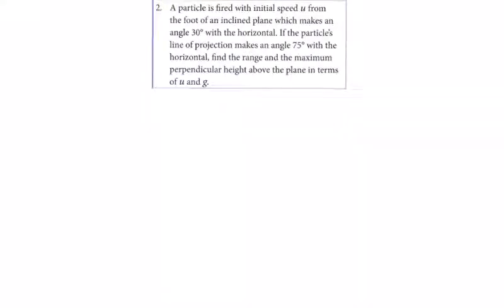In this question, we have a particle fired with initial speed u from the foot of a plane, and there's an incline involved. The inclined plane makes an angle of 30 degrees with the horizontal, and the total angle is 75. Putting a 45 in here.